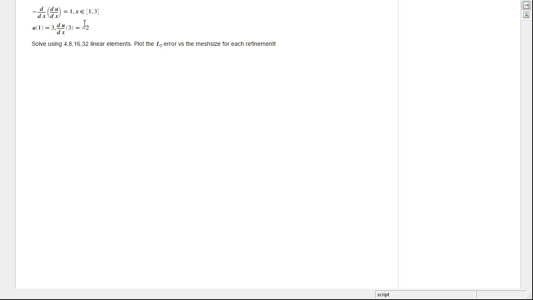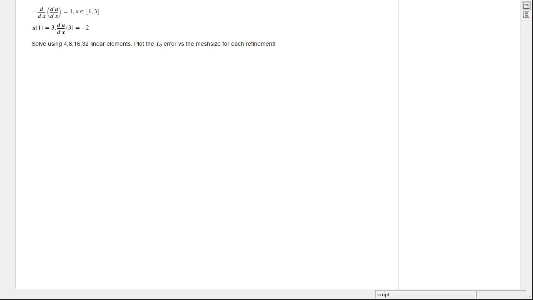And what we will do is we will solve this using linear elements. We will begin with 4 elements. We will do it for 8, 16, and 32. And for each of these 4 solutions, we will plot the L2 error versus the mesh size for each refinement.